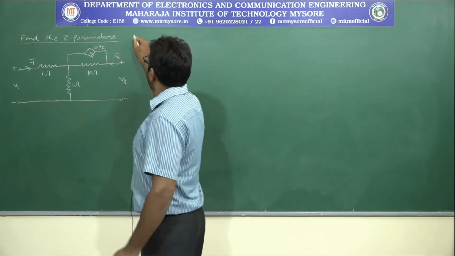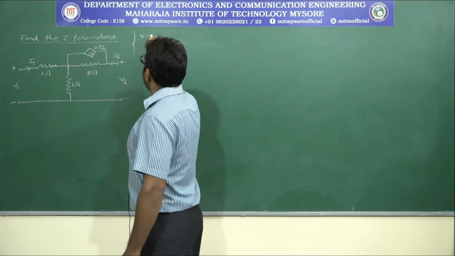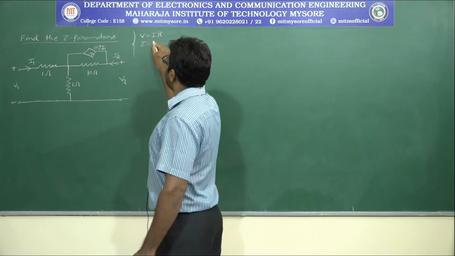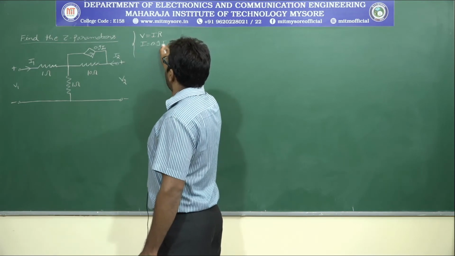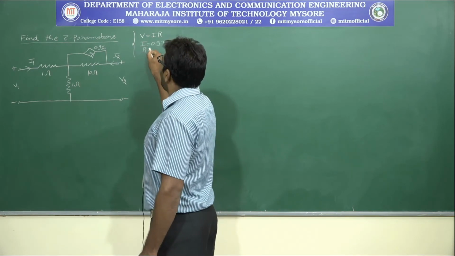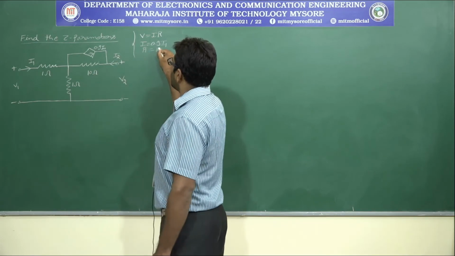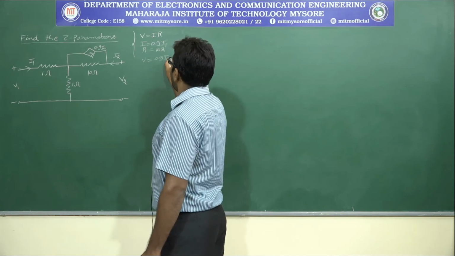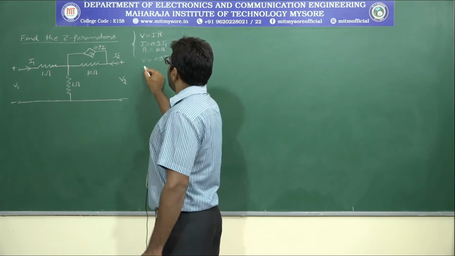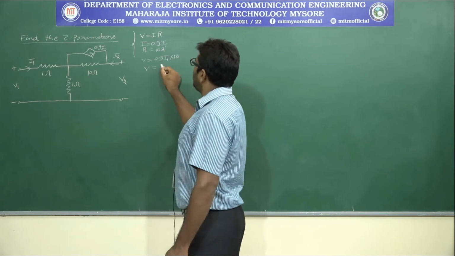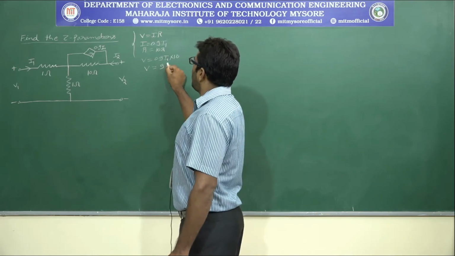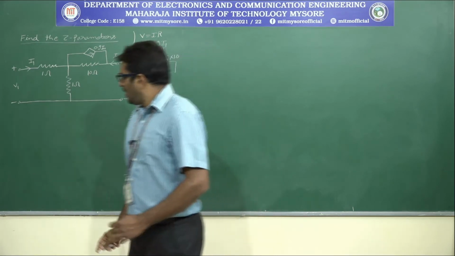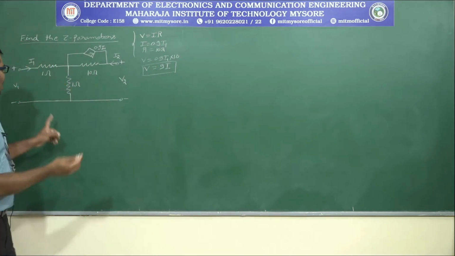By Ohm's law, V is equal to I into R. What is I here? I is equal to 0.9 I1. What is R? R is equal to 10 ohm resistance. Therefore, V is equal to 0.9 I1 into 10. So, V is equal to 0.9 into 10, 9 I1.